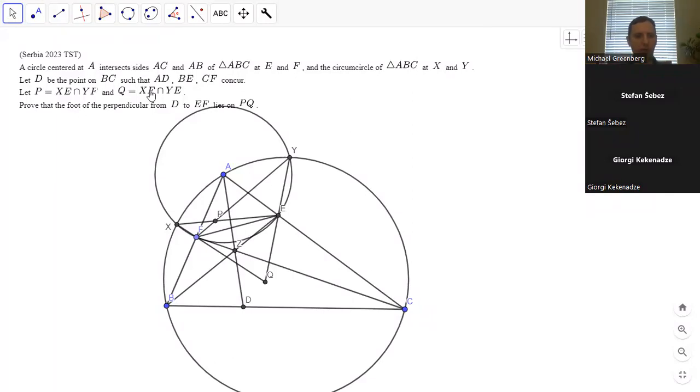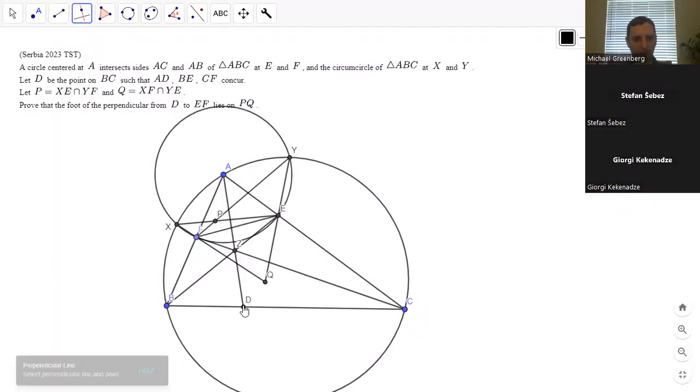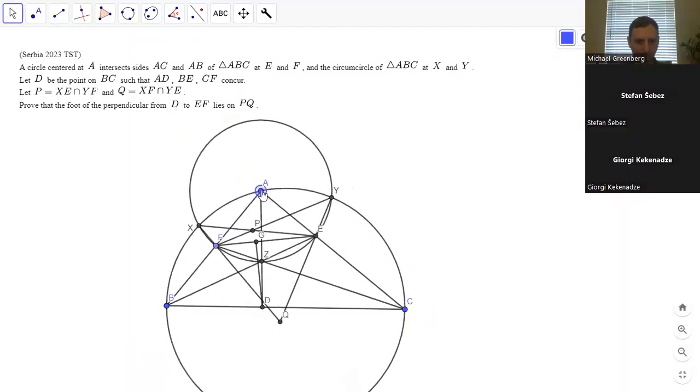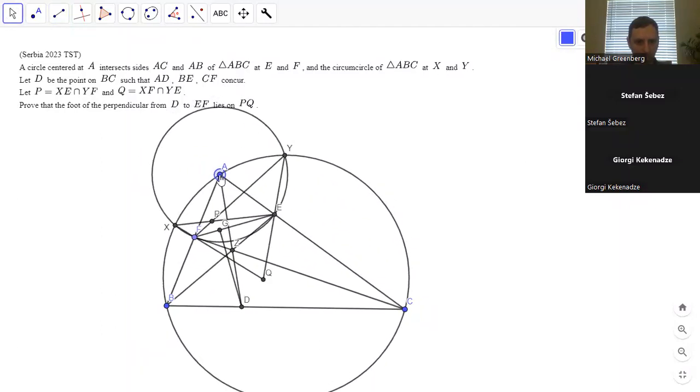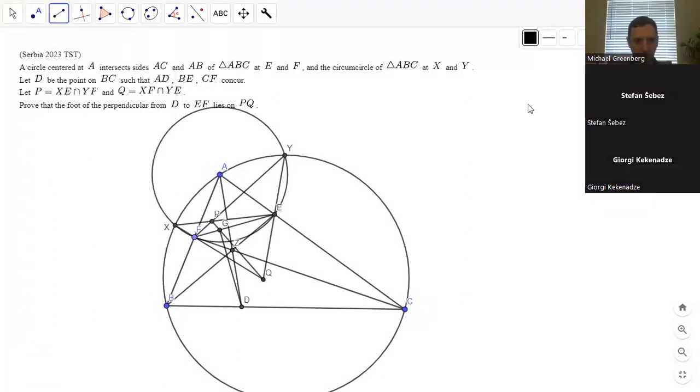Although, let's see. Let me drop a perpendicular from B to EF. And that'll be G. So we want to show that P, G, and Q are collinear. I don't think Z lies on it, but let's check. Maybe it does. No, it doesn't look like it in this picture.